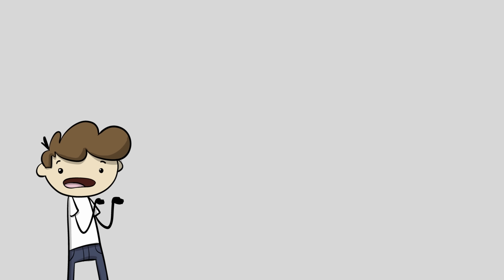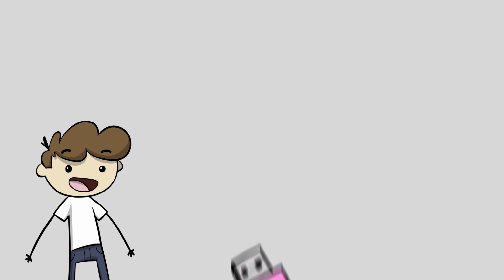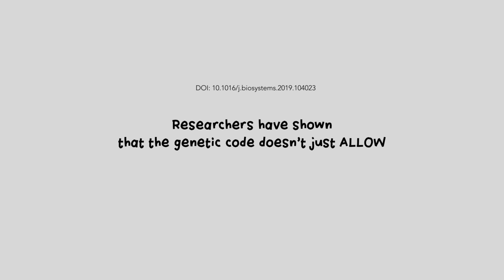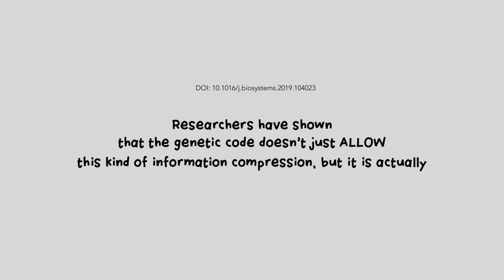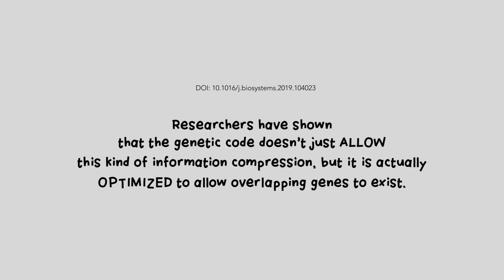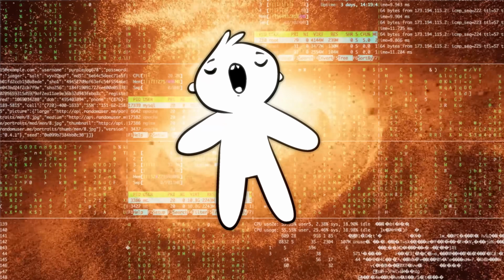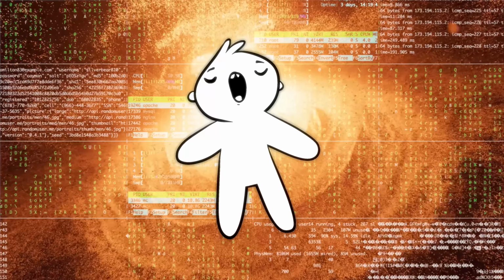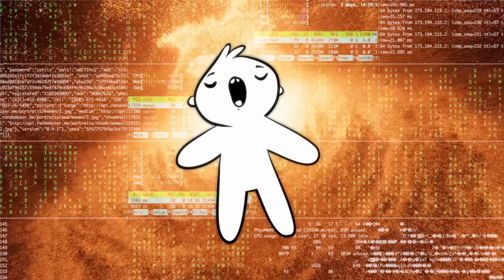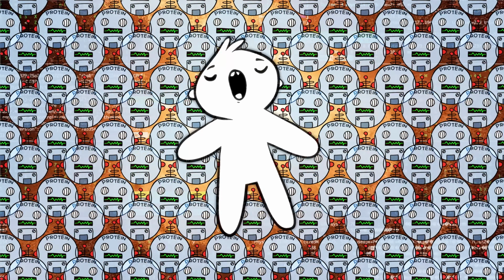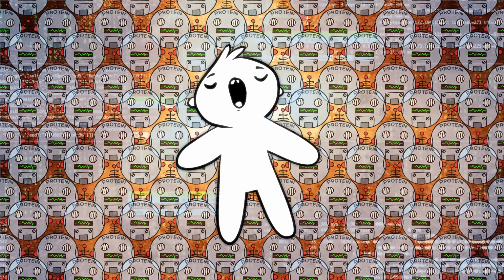This heteropalindromic information in DNA is an astonishing form of information compression that strongly suggests intelligent design. Researchers have shown that the genetic code doesn't just allow this kind of information compression, but it's actually optimized to allow overlapping genes to exist. We have a universe of language, digital code inside of our bodies that is read and processed through complex nanomachines. These work together in a beautiful choreography of mind-boggling complexity to create even more machines.